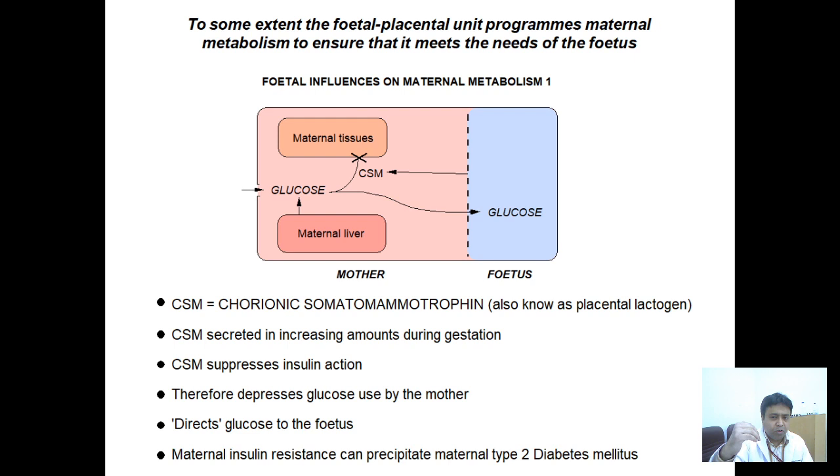This hormone prevents the entry of glucose into the cells, and it is produced by the fetal components into the maternal system. So maternal glucose utilization is severely compromised, because this hormone prevents glucose utilization. It has an anti-insulin function. And this surplus glucose, which cannot be utilized by the maternal components, just by mass action, gets drifted across the fetal placental unit to the fetus.